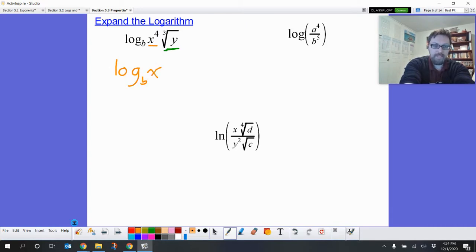Log base b of x to the 4 and log base b of the cubed root of y. Since they were being multiplied together inside of that logarithm, I'm going to add those two things together. Next, I'm going to bring my exponents in front, just to try to simplify what's going on inside of the logarithm. If I can keep that simple, it's going to make my logarithm thinking a lot easier. So that 4 comes in front.